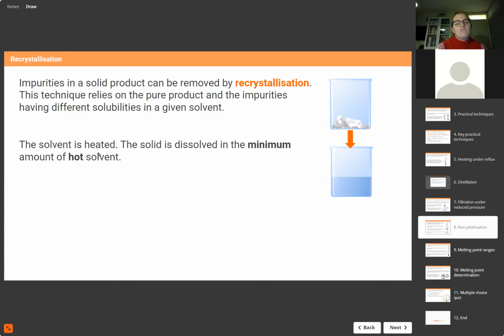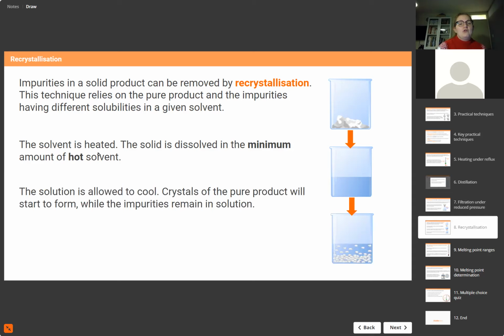So what we do, like any recrystallization method, we heat our solvent, and our solid is dissolved in the minimum amount of hot solvent. If we start having excess, it makes it really complicated. So we dissolve our solid in the minimum amount of hot solvent. It needs to be a hot solvent as well. The solution is then allowed to cool, and crystals of the pure product will start to form while the impurities remain in solution.